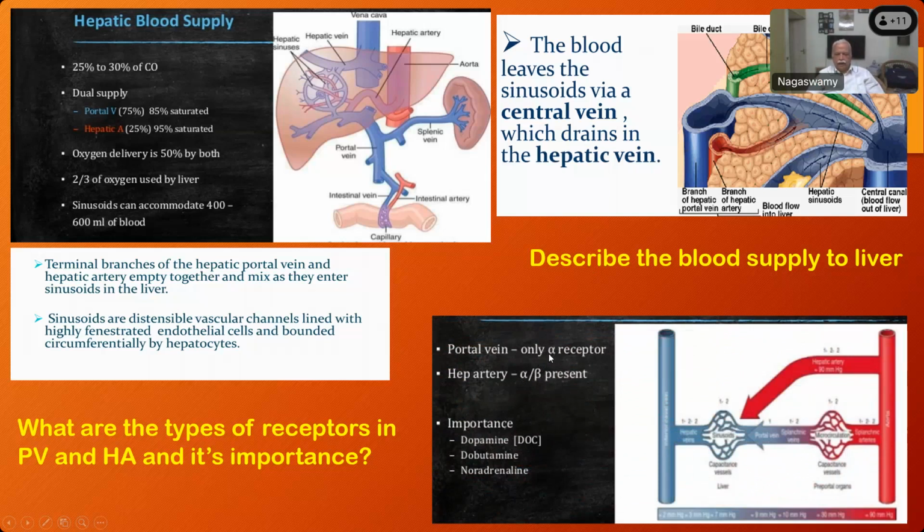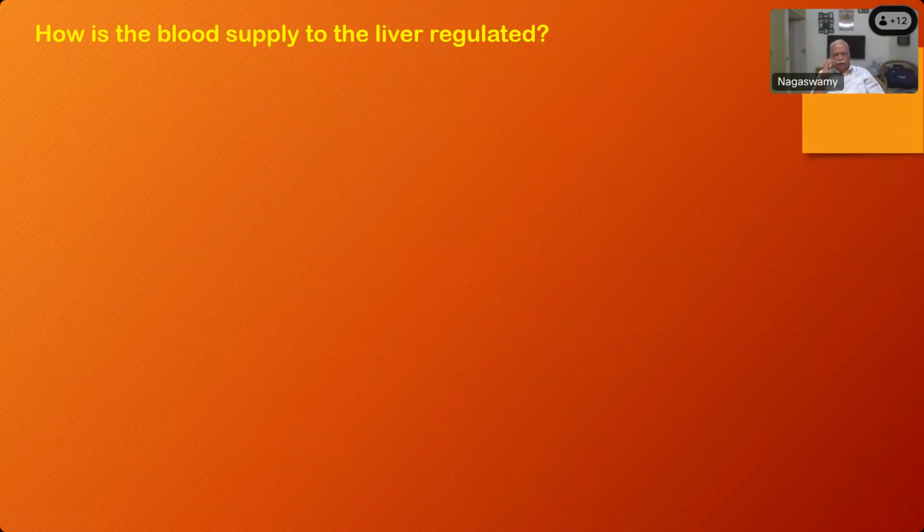So drugs which act on alpha receptors can exert their influence on the portal vein, but drugs which act on both alpha and beta receptors, like adrenaline, will have an effect on the hepatic artery. Here, noradrenaline will be the more powerful constrictor of the portal vein, and adrenaline the more powerful constrictor of the hepatic artery. But sympathomimetic drugs like dopamine, dobutamine, and noradrenaline all have some effect on the vascular tone of these vessels. Now, how is the blood supply to the liver regulated?